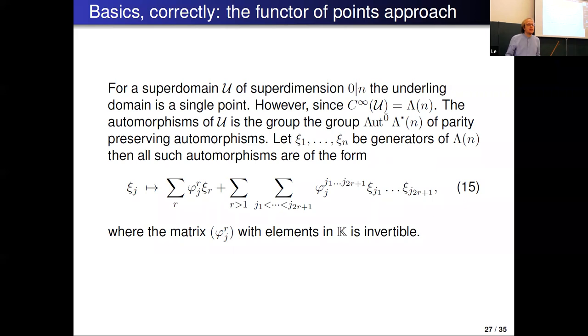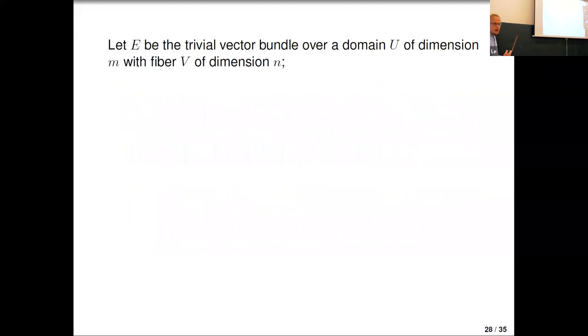Now I will explain why in the super setting you have more morphisms, because there is this nice theorem that says that if you consider the category of supermanifolds, the object is just a manifold plus a vector bundle. But the point is that in the super case you have many more morphisms. And this slide will explain why.